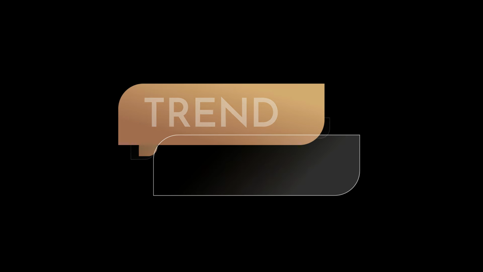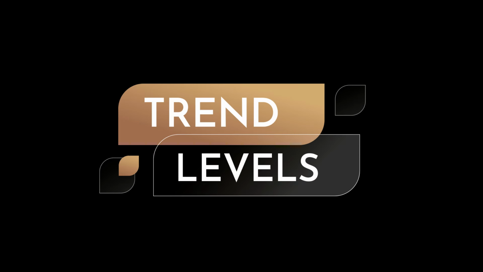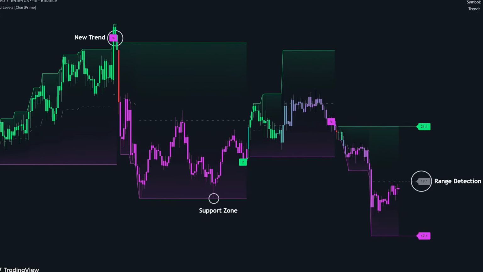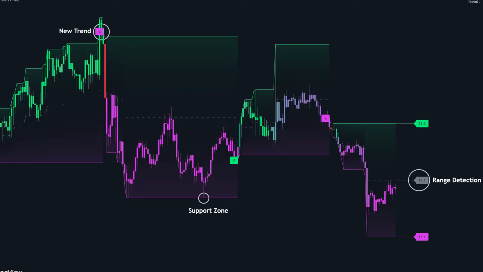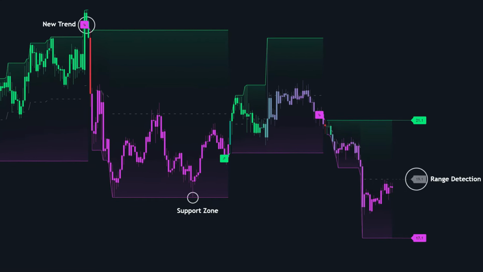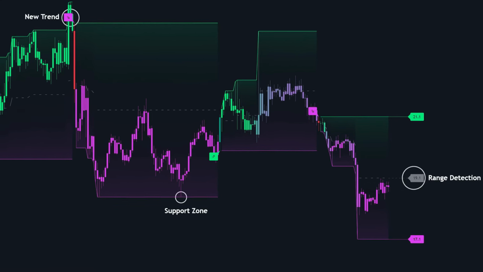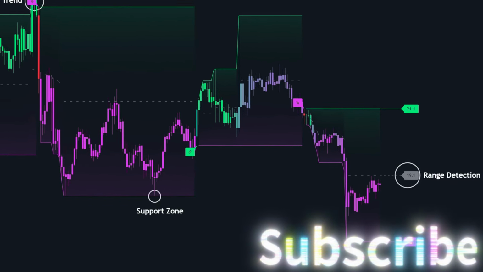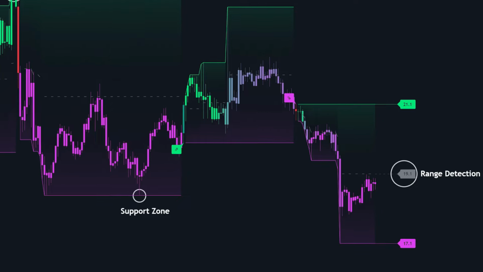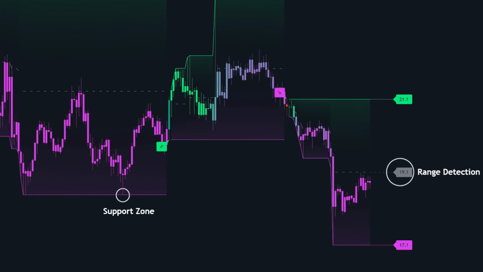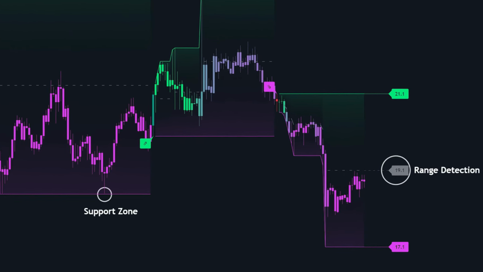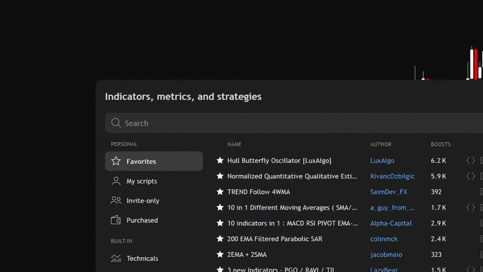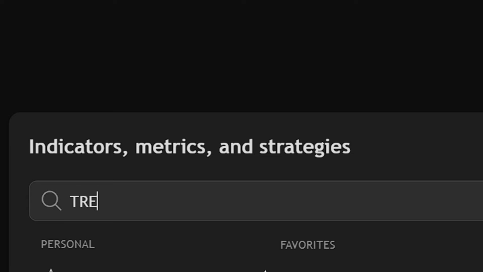The first indicator we use is trend levels by chart prime. This indicator identifies the structure of the trend by plotting a high level, a mid level, and a low level. These levels are calculated in real time using the highest price, the lowest price, and the midpoint over a customizable length. It also measures trend strength by tracking how many candles close above or below the midline, which tells us whether the trend is holding or weakening. To add it to TradingView, go to Indicators, search Trend Levels, and apply it to the chart.